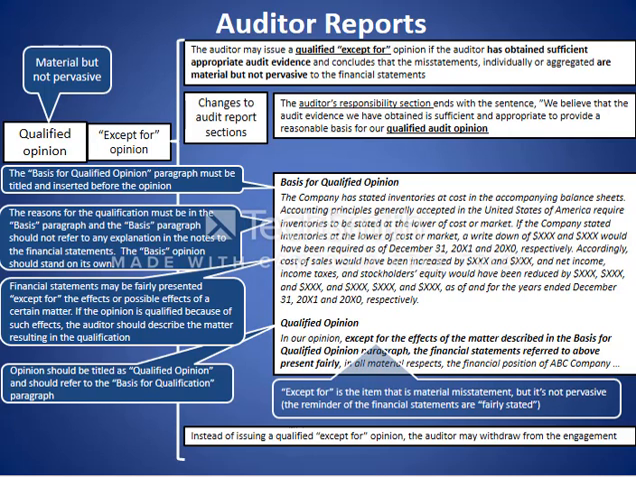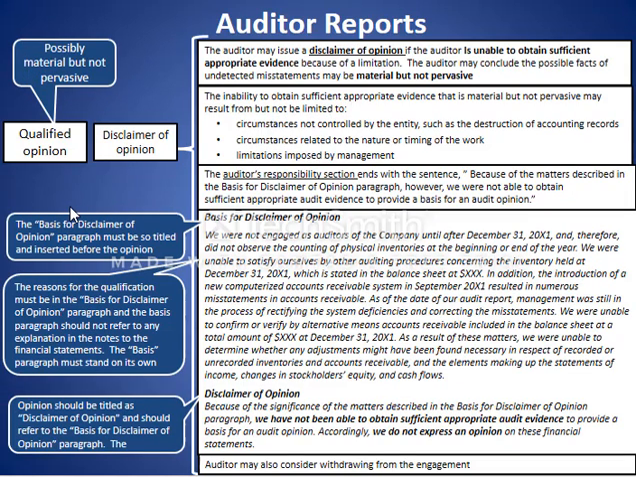Okay, now let's go on and take a look at another form of qualified opinion, and it's called a disclaimer of opinion. In this case, it's possibly material, but it's not pervasive. In other words, it's a material misstatement, but it's not necessarily pervasive. Now this particular qualified opinion that results in a disclaimer of opinion is a little bit more tricky to understand.